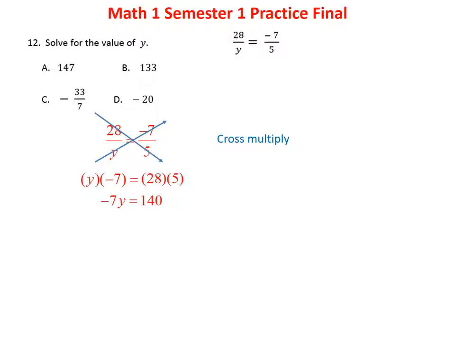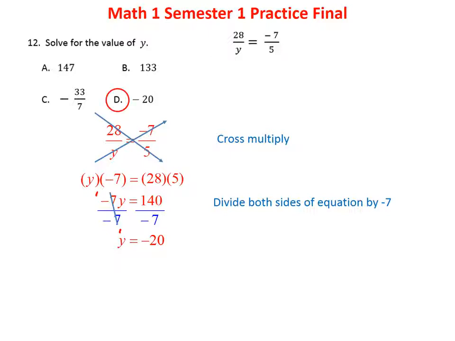Now to undo multiplying by negative 7, we divide by negative 7. That equals 1, of course, which leaves us with y equals 140 divided by negative 7. So y equals negative 20. Our answer is negative 20.